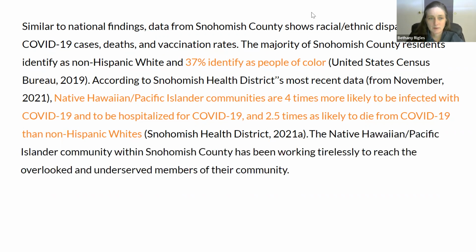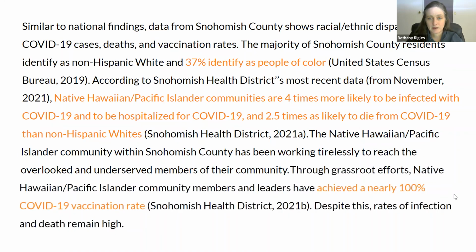The Native Hawaiian Pacific Islander community within Snohomish County has been working tirelessly to reach the overlooked and underserved members of their community. Through grassroots efforts, Native Hawaiian Pacific Islander community members and leaders have achieved a nearly 100% COVID-19 vaccination rate. Despite this, rates of infection and death remain high.